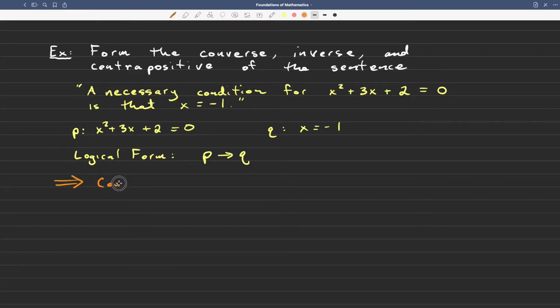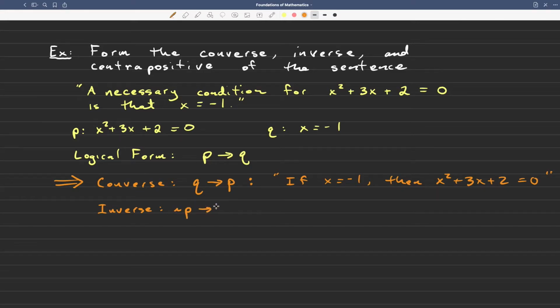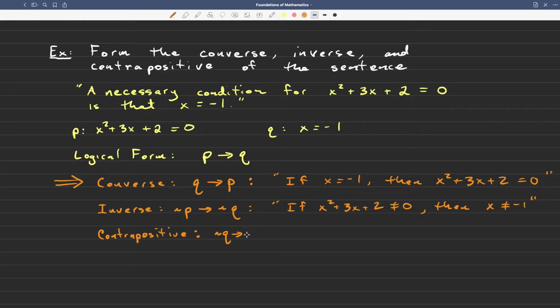So the converse is Q implies P, which translates out to if x equals -1, then x squared plus 3x plus 2 equals 0. And the inverse is not P implies not Q, which we could write as if x squared plus 3x plus 2 does not equal 0, then x does not equal -1. And then the contrapositive is not Q implies not P, which is if x does not equal -1, then x squared plus 3x plus 2 does not equal 0. Now, I'm not commenting on the truth or falsity of any of these statements. This is just writing down different related logical forms to the original form P implies Q.